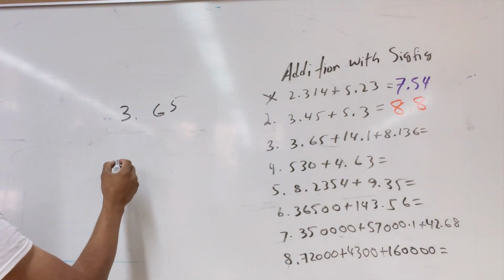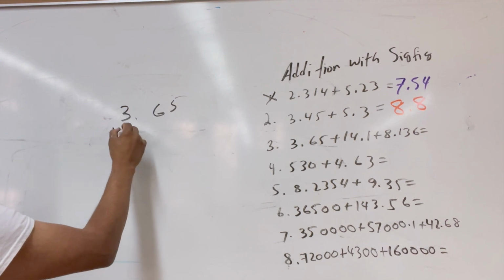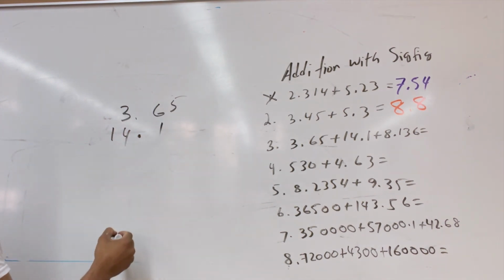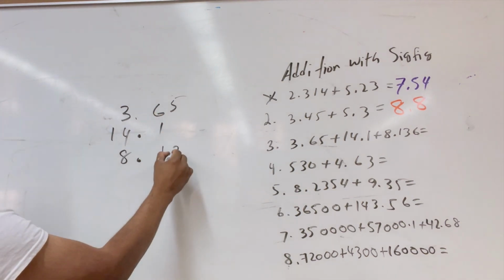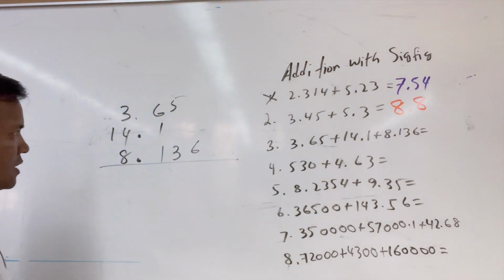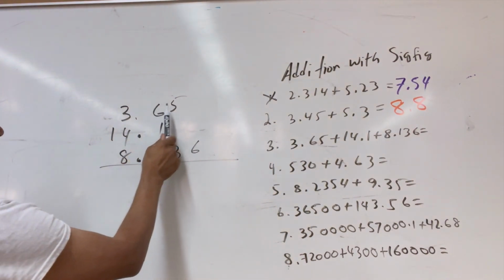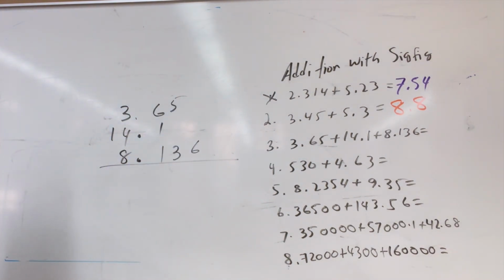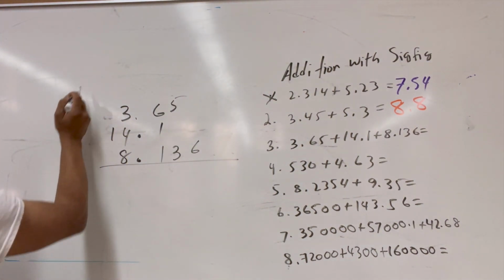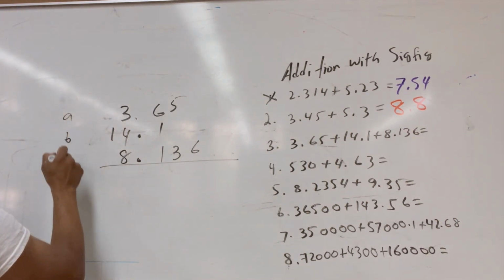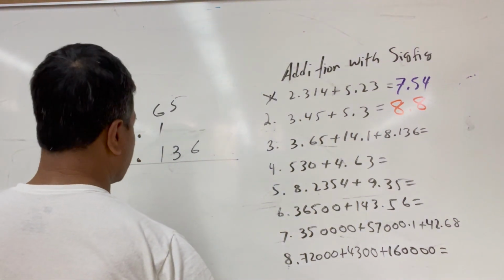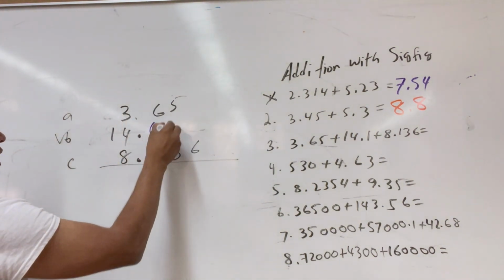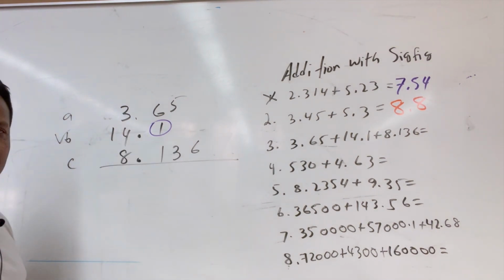0.65, 14.1, 8.136. All right, so I have 10th place, 100th place, 1000th place. So I have A, B, and C. Which one is the least precise? B. What is the last digit of the least precise one? 1. Should I do it the traditional way?